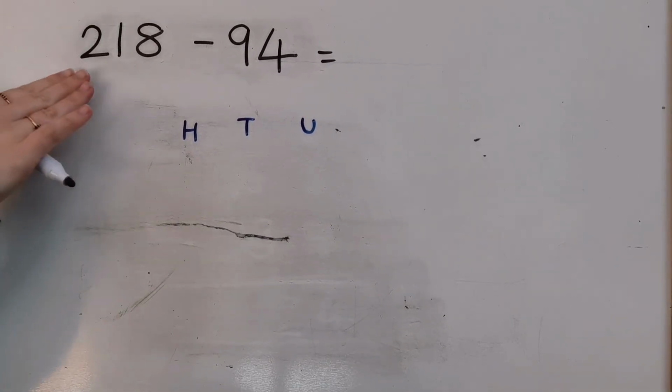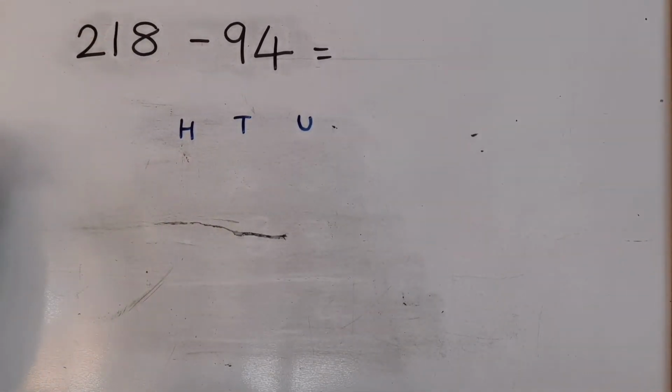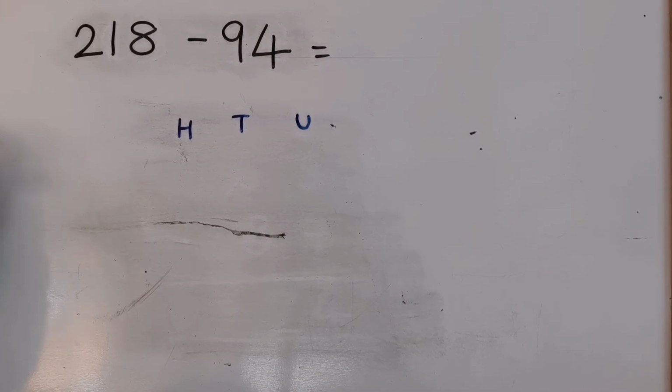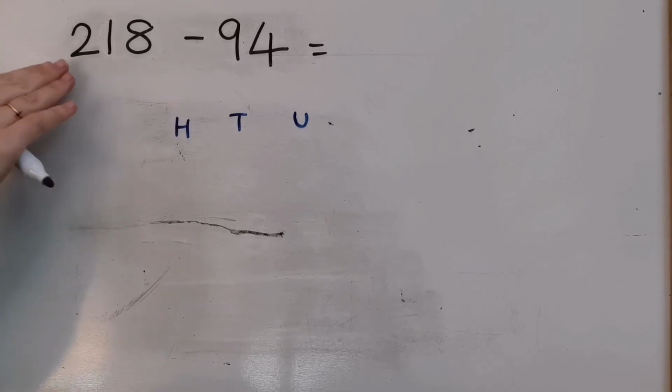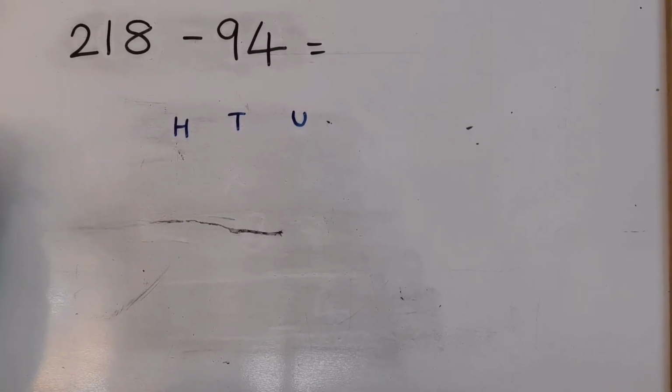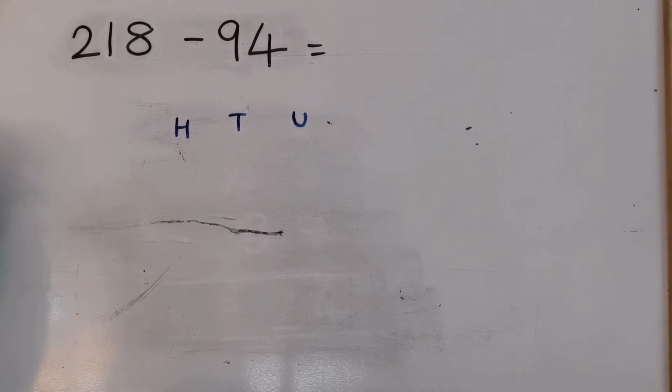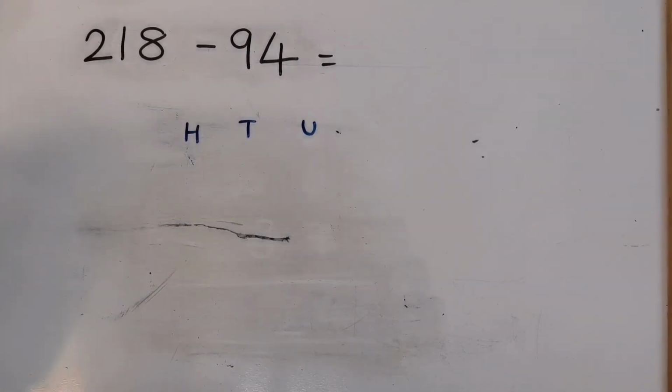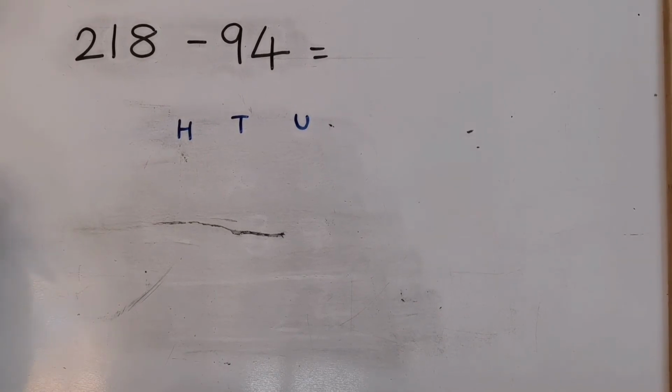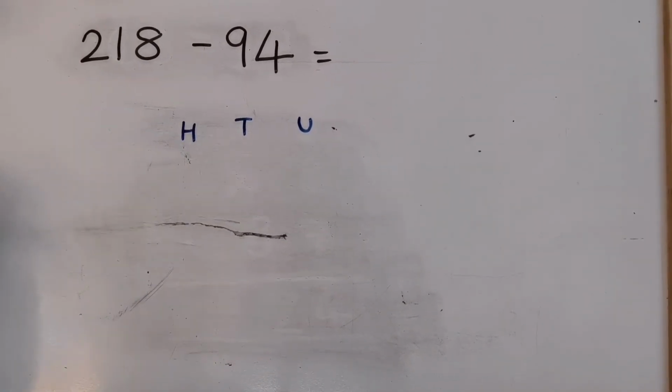This problem is a 3-digit number take away a 2-digit number, but the regrouping is going to be in the tens column this time. Feel free to pause the video here if you'd like to try and work out 218 take away 94 before we go through it. Fabulous! If you had a go at working that out, you can watch the video now to see if we got the right answer.